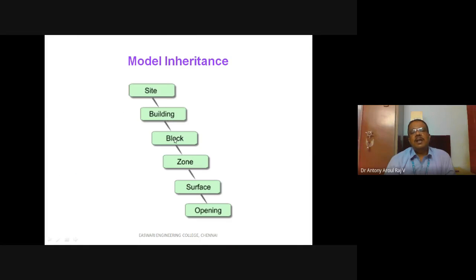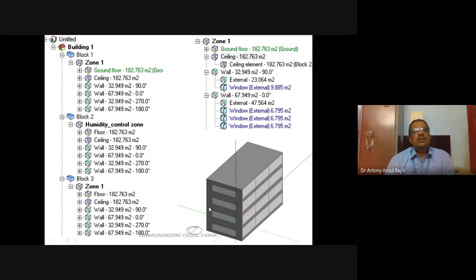Similarly, in buildings you will have multiple floors. Similarly, in floors you will have multiple rooms, and from rooms you will have multiple surfaces. And in each surface you will have multiple openings. So now you can go a step further.